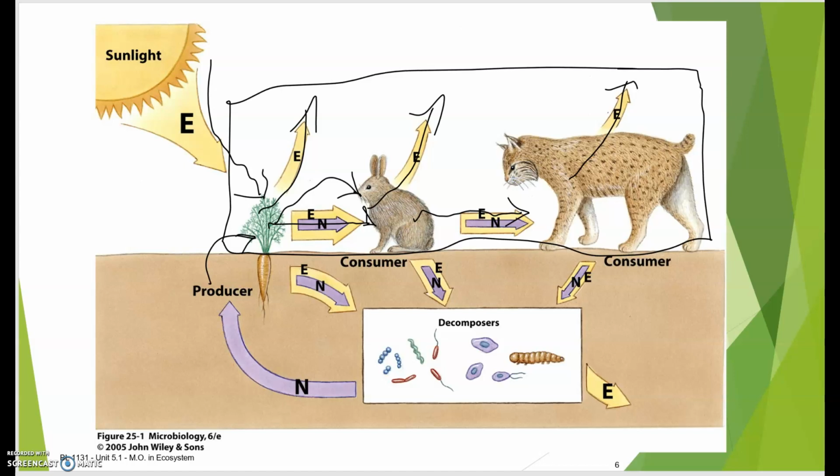Now, what we're really interested in when we're talking about microorganisms in the environment is this part of the food chain down here that often gets left out. This is known as the detritus food chain.